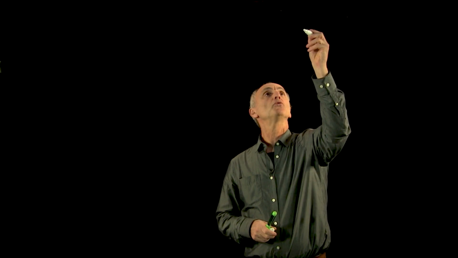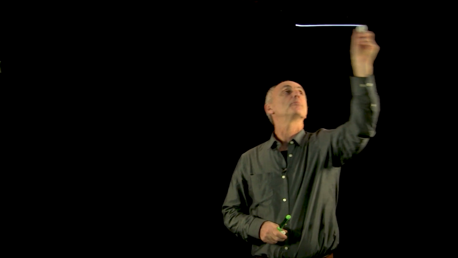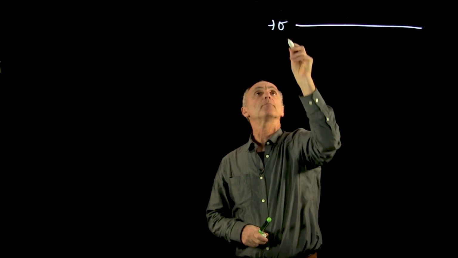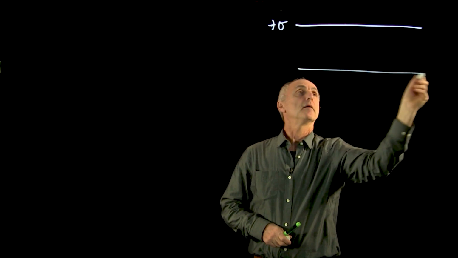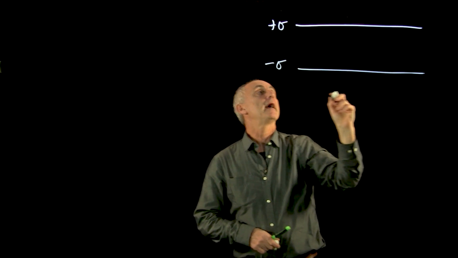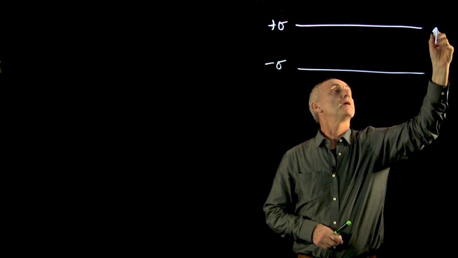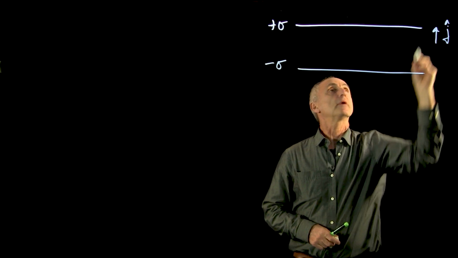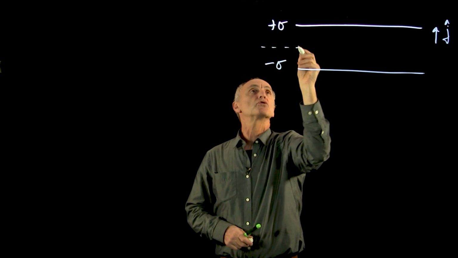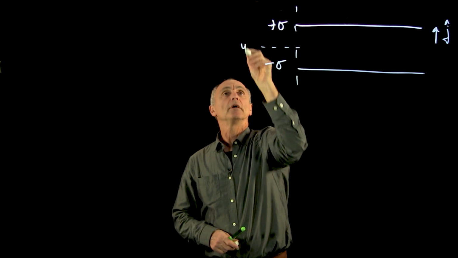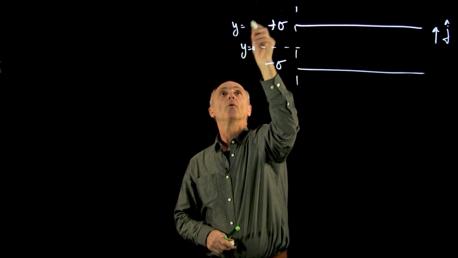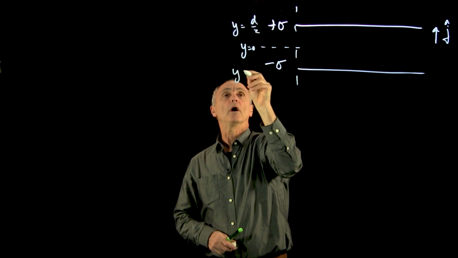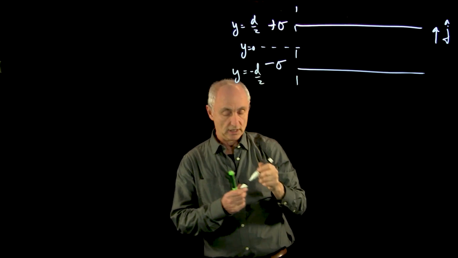Let's now calculate the potential difference for some sources that we've been using Gauss's law for. Let's take our first source to be two thin, infinite parallel plates. So we have plus sigma and minus sigma. And let's take this to be our j hat direction. And we'll even choose a y-axis here. Here's y equals 0, y equals d over 2, and y equals minus d over 2.